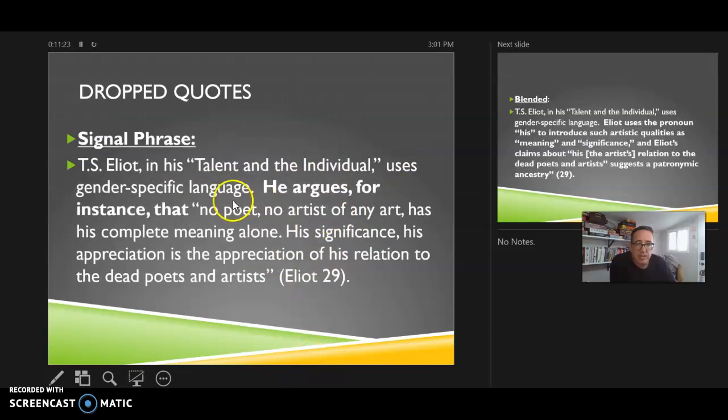So I can fix it with a signal phrase. T.S. Eliot, in his Tradition and the Individual Talent, uses gender-specific language. He argues, for instance, that... So, I've made this connection between the argument and the quote with just how many? One, two, three, four, five words and a couple commas. And suddenly I've got a connection between the argument and the direct textual evidence, which makes things a lot clearer for the reader, right? But I can do better.